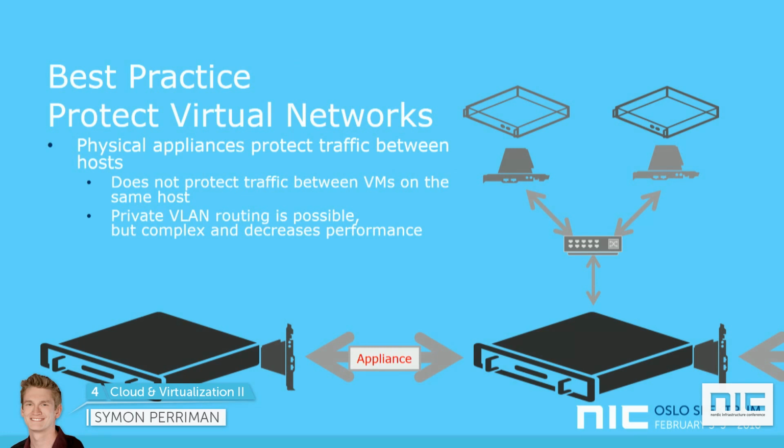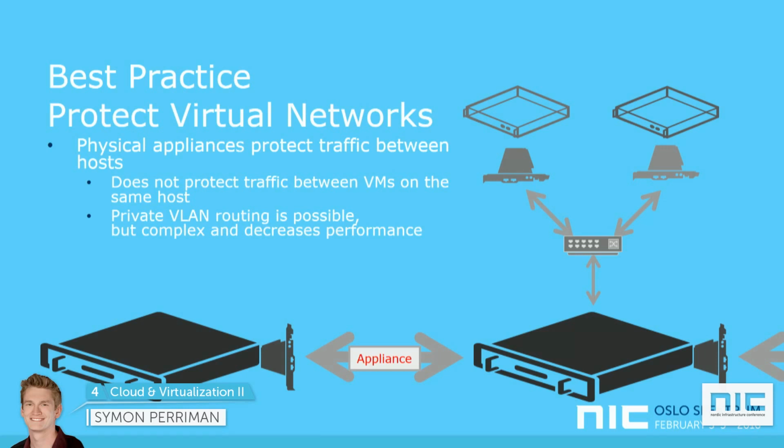So, a best practice around virtual networks: don't use a network appliance. What I mean by a network appliance is a physical device that sits on the network. And this is how security used to work. If you use a legacy environment, great, use it. If you're highly virtualized, it's not a good idea. The reason is it's going to miss traffic that never leaves the host.